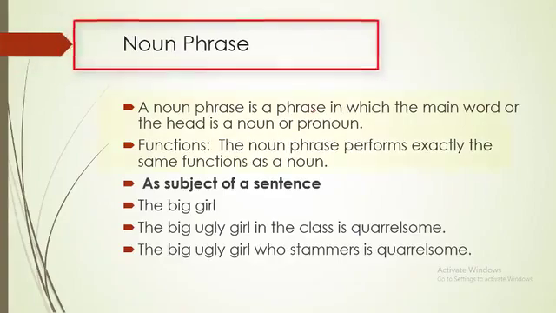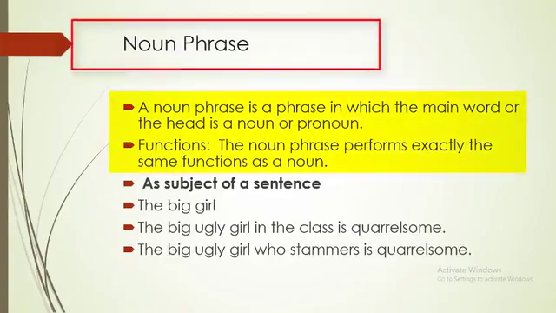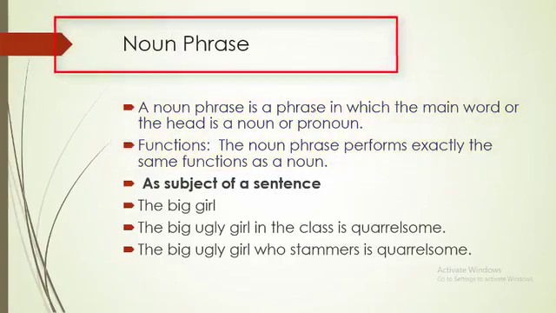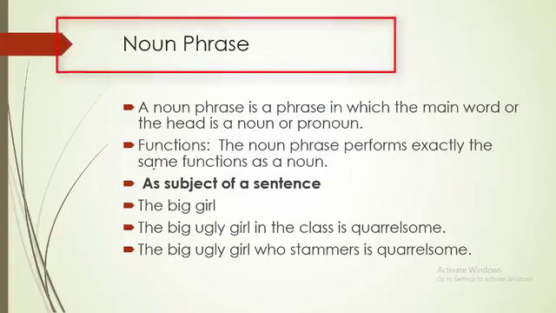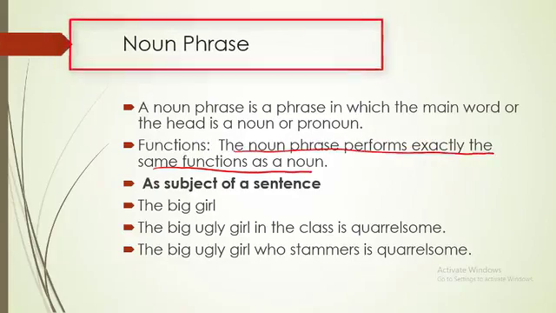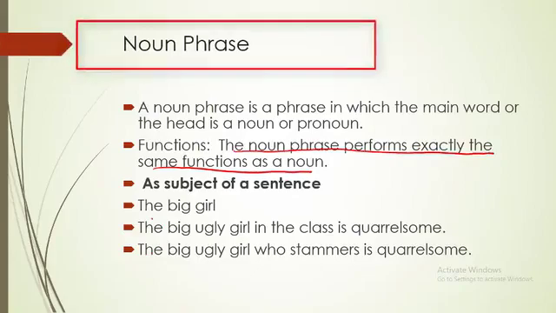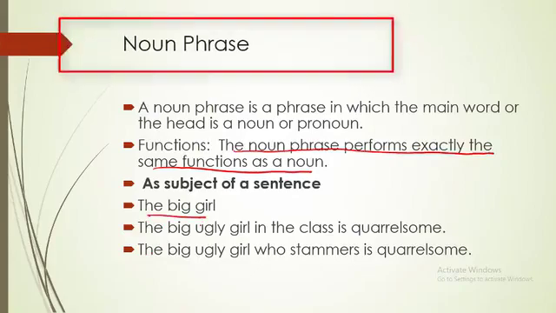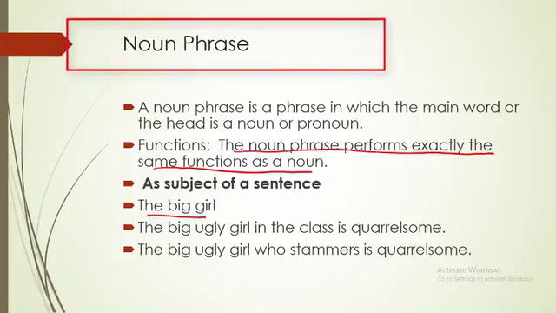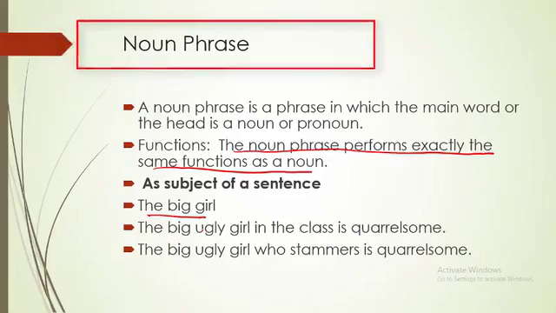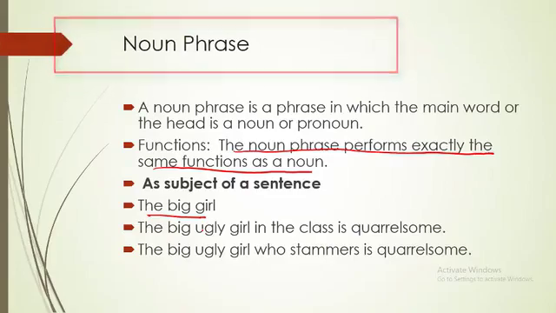A noun phrase is any expression that is void of a finite verb but behaves or functions like a noun. So, don't forget, it performs the same function as a noun. For instance, the big girl is a noun phrase, no finite verb. So we can use it as the subject of a sentence. The big ugly girl in the class is quarrelsome.